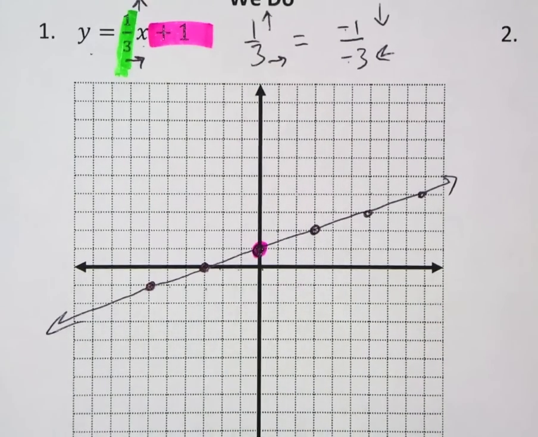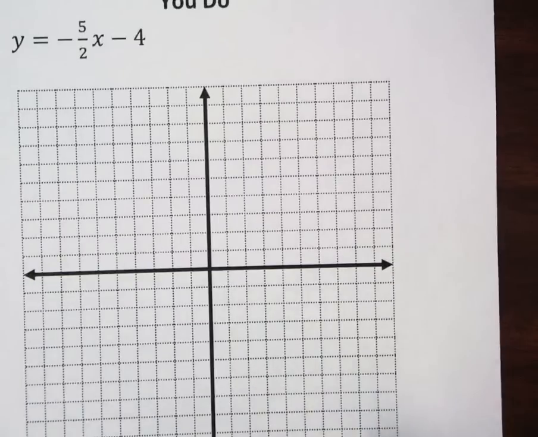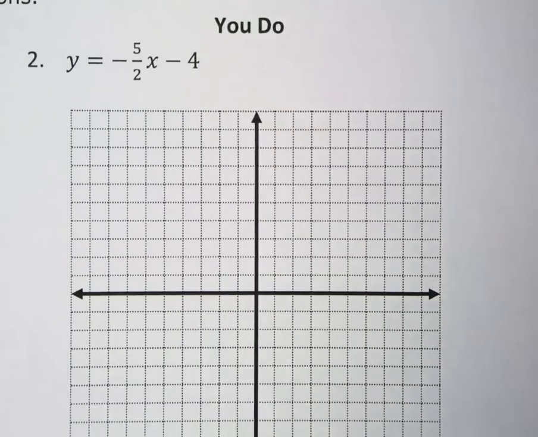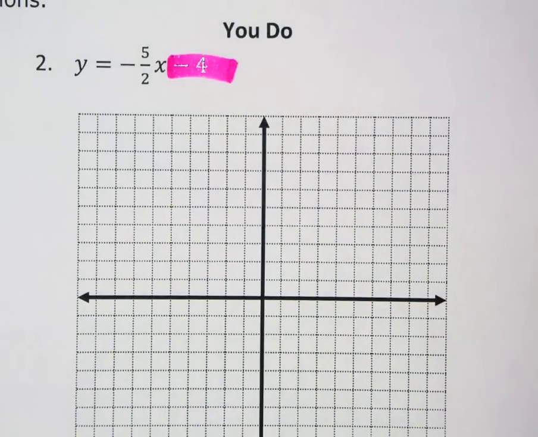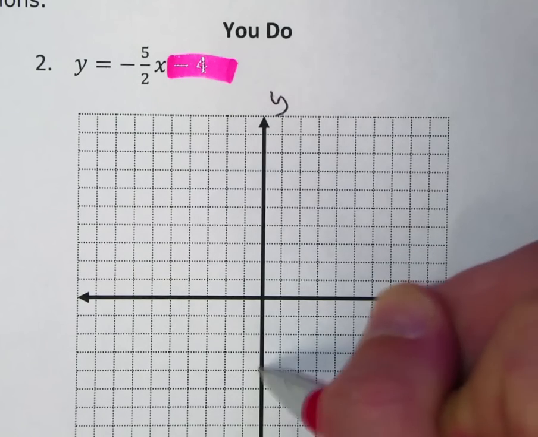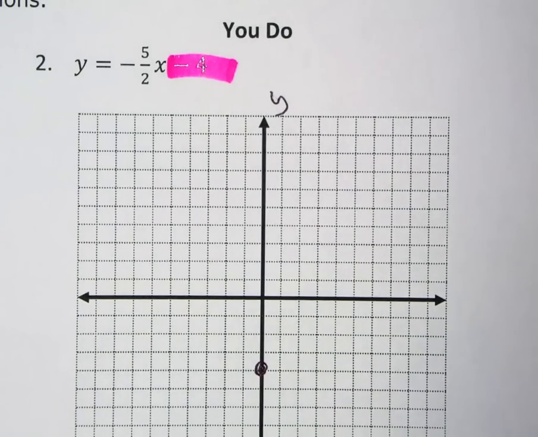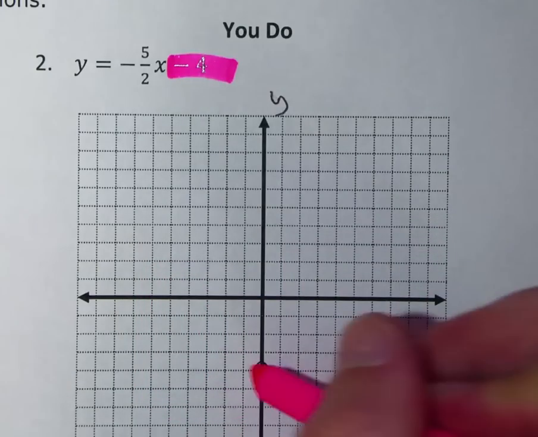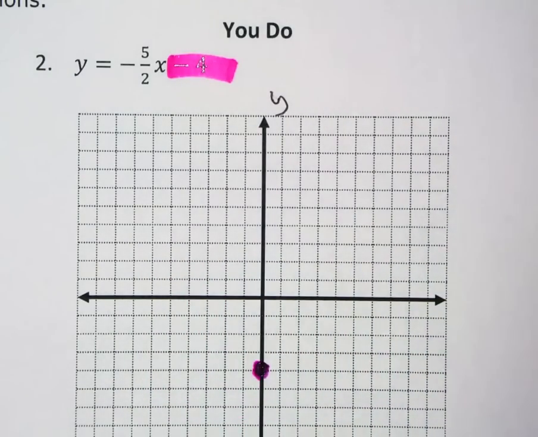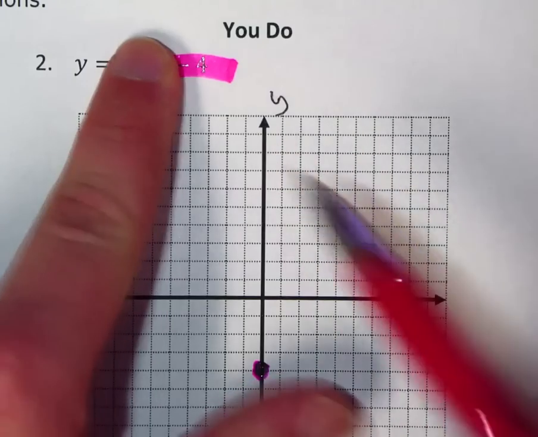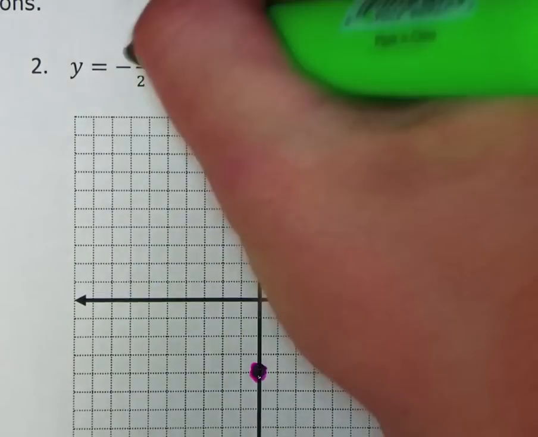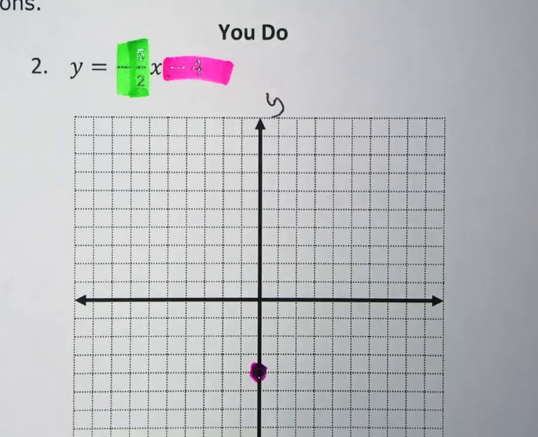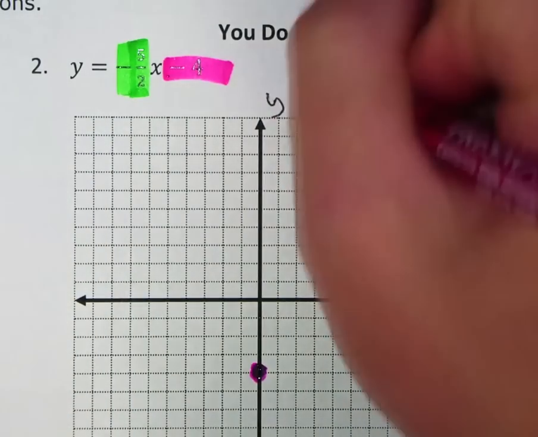You can go ahead and try the next one. Feel free to press pause and try it. Okay, here I go. I'm going to start at -4 on my y-axis. That's down here at 1, 2, 3, -4. So 0, -4. If you put 0 in for x, you get y equals -4. And now my slope here, -5 over 2. This we need to talk about.